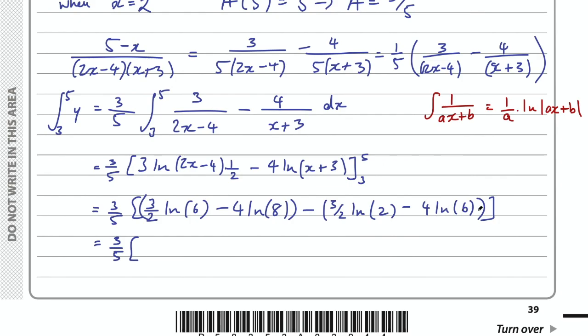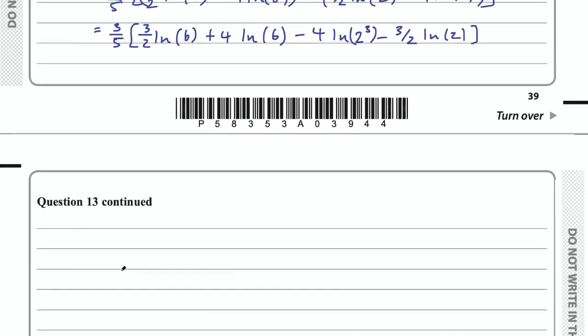So I'll have this log 6 and this log 6 together. So I've got 3 on 2 log 6, take 4 log 6. Sorry, that's a positive because I have a negative and a negative. So those two negatives there will become a positive. And then I have negative 4 log 2 to the power 3, subtract 3 on 2 log 2. Okay, and this is all still multiplied by 3 on 5. On to the next page.